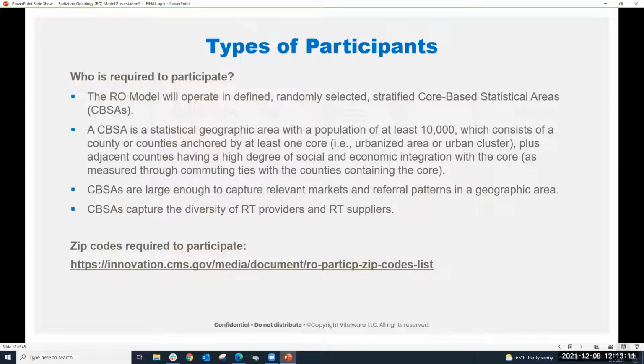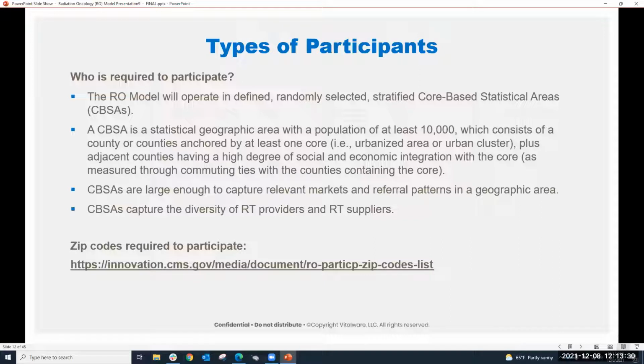One thing to note is that the participation zip code is the site of service zip code. So your billing address does not determine your participation. It is your site of service, where the services are provided.